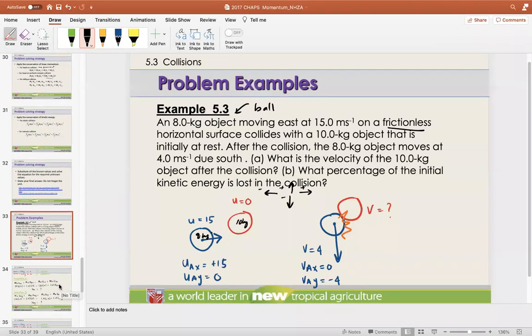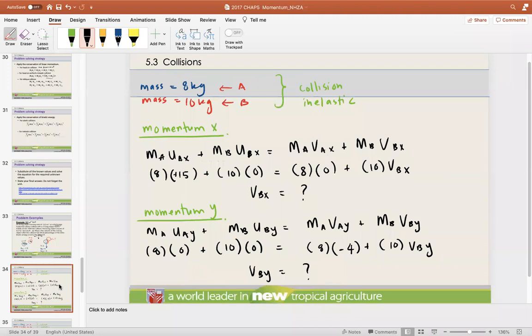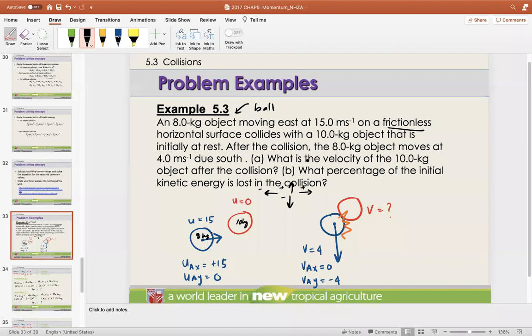Now applying the conservation of momentum. Is our collision inelastic? Where does it say that? The question is: what is the velocity of the 10 kilogram object after collision, and what percentage of initial kinetic energy is lost in the collision? We have energy loss, which means we have an inelastic collision.